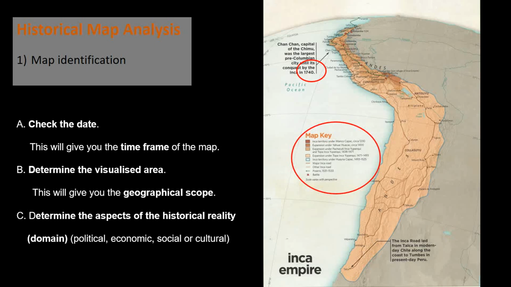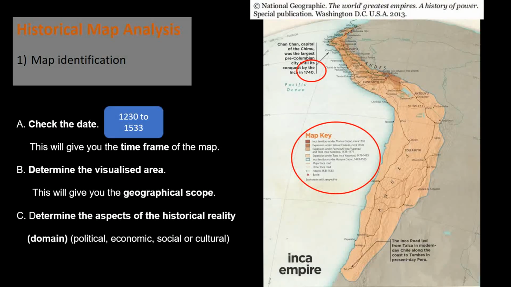So always check the map key to find the dates and then try to say what the time frame is. So in this case I have events between 1230 and it lasts up about till 1533. So that's our time frame. This was not in your course and I didn't add it to the website, but this is where I got the map, so National Geographic. And the map was made in 2013, so it's quite a recent map.